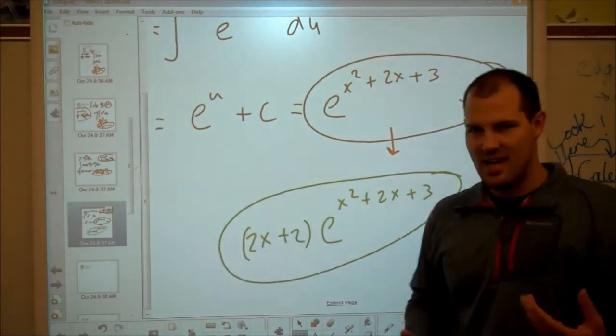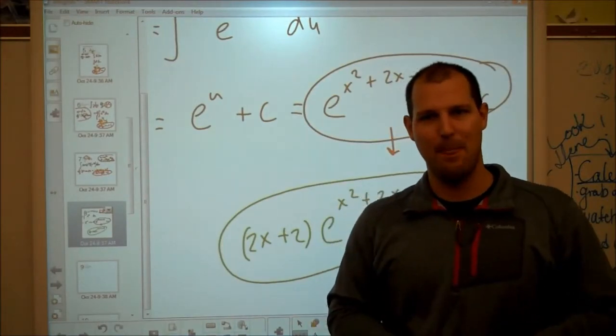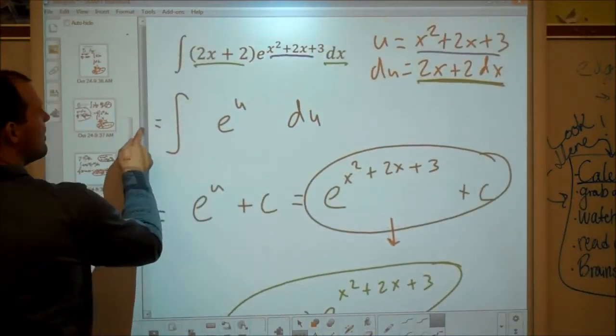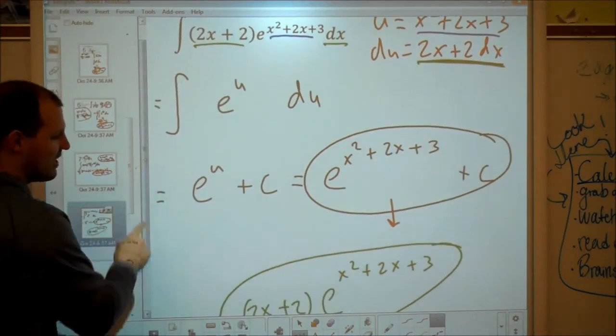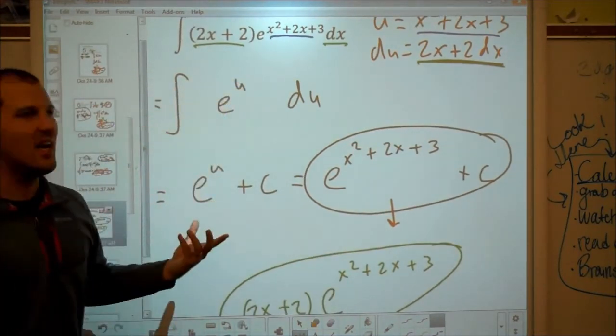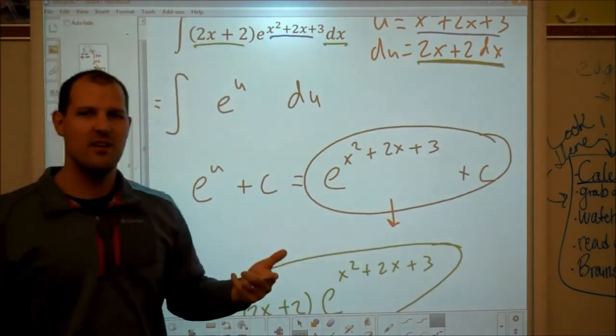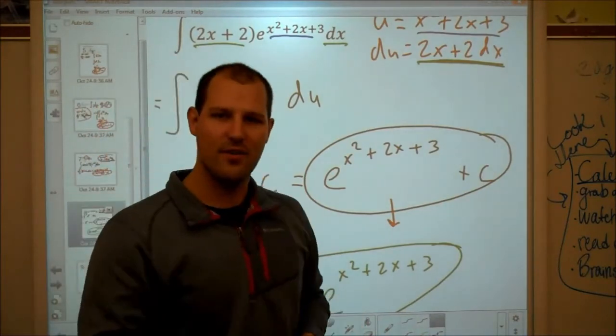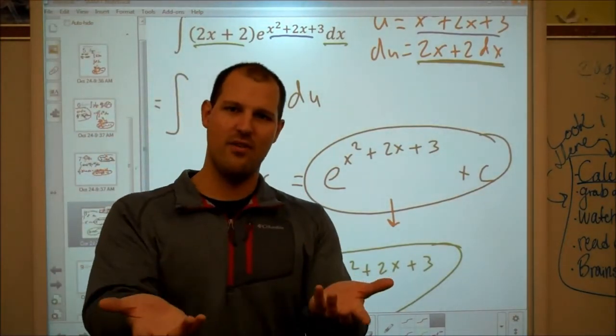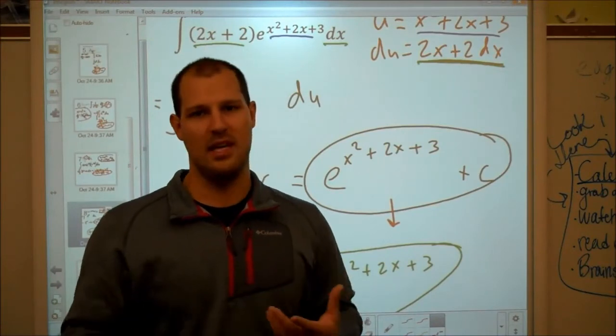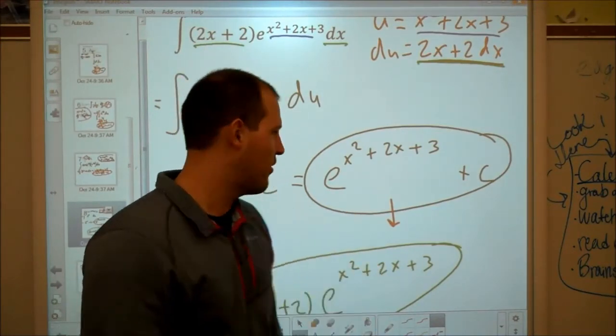Isn't that the exact thing we started with? Let's check. Yeah, it is. That's exactly what we started with up there. So what does that tell us? We integrated. Integrals and derivatives are inverses, so if we do an integral and then a derivative, we should get back what we started with, and we did. So that verifies that we did this correctly.